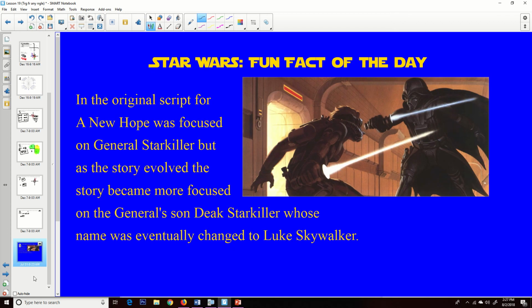So today's Super Fabulous Star Wars Fun Fact of the Day. The original script for A New Hope was focused on General Star Killer. But as the story evolved, it became more focused on the general's son, Deke Star Killer, whose name was eventually changed to the famous Luke Skywalker.